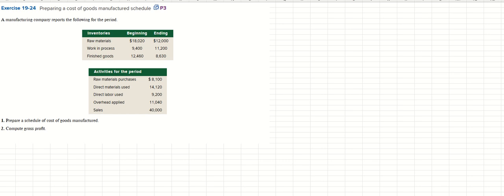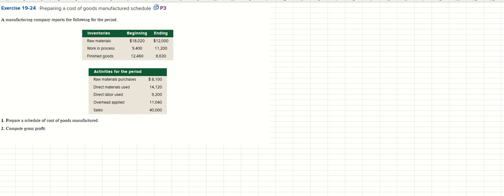So as you can see here in the middle of this screen, we have the company's beginning and ending balances for the inventory accounts, specifically for raw materials, work in process, and finished goods. And then right below that, we have the activities that occurred throughout the period that consist of raw material purchases, the direct materials and labor that were used, and then the applied overhead, and also the sales that were generated for the sale of the products within a manufacturing company.